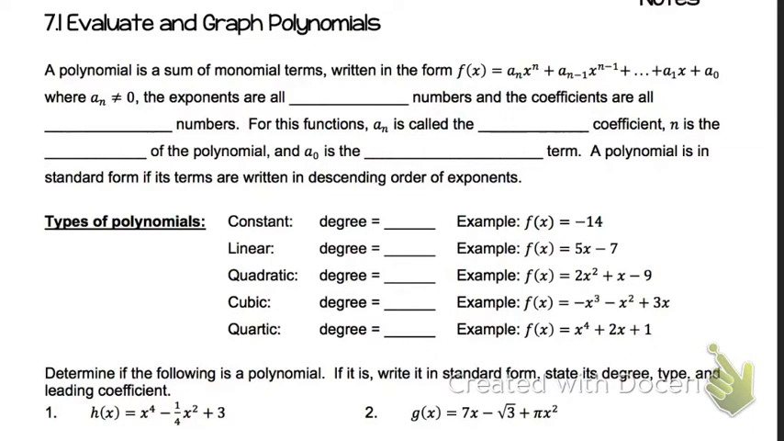So we are going to learn how to do that when you have like an x cubed, x to the fourth, x to the fifth, and you could keep going, keep going, keep going. We're going to learn how to graph those. So it's going to be fun. I love polynomials. One of my favorites.